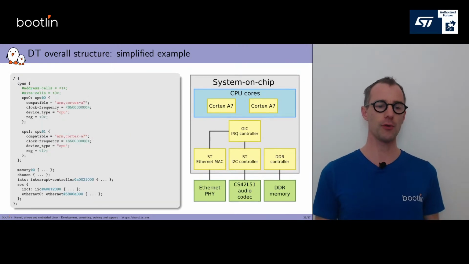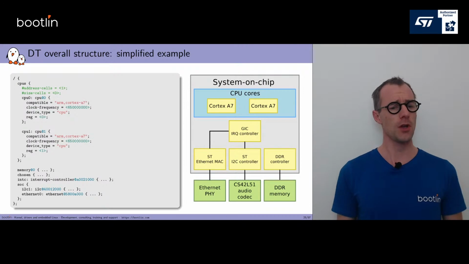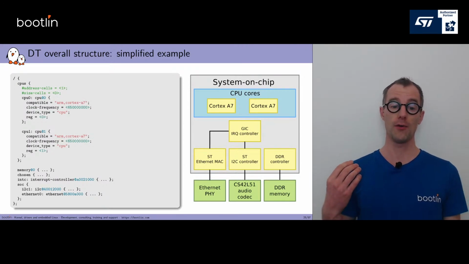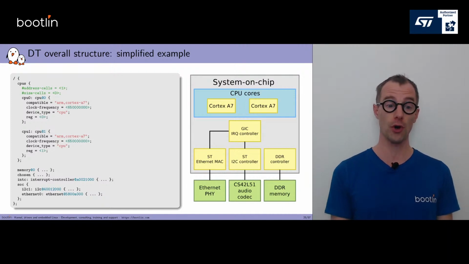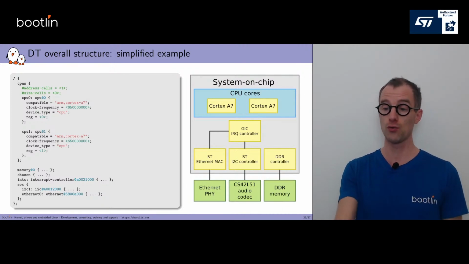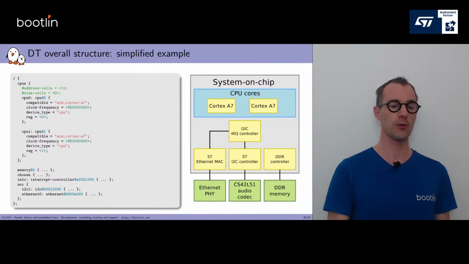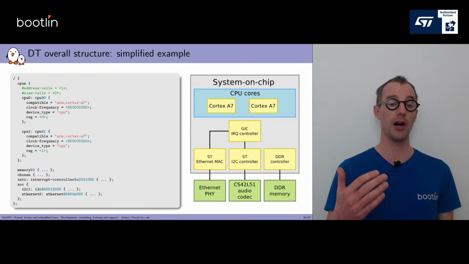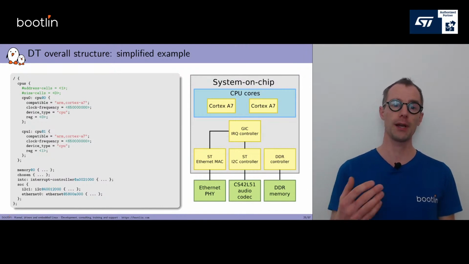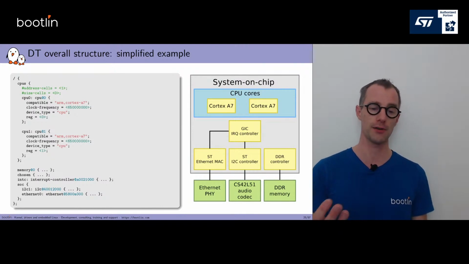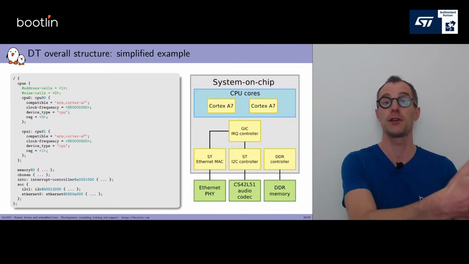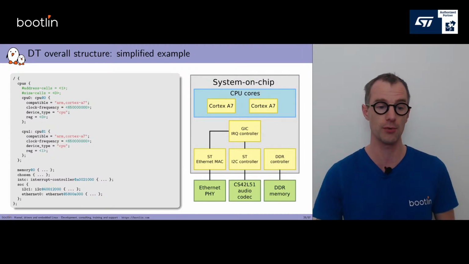The first top level node is CPUs, and I guess it will be pretty obvious what it contains. It contains a description of the CPU cores we have. So here we have simply two A7 cores, and it describes each CPU: cpu@0, cpu@1. Both are ARM Cortex-A7. They operate at 650 MHz. They are CPUs, and we have a reg property that gives an identifier. There's the CPU number 0, and there's the CPU number 1.